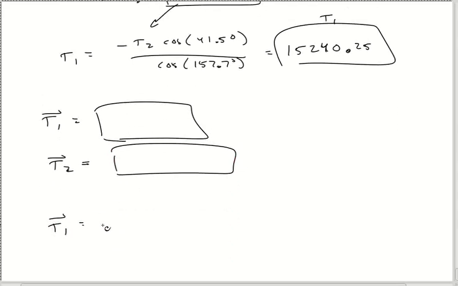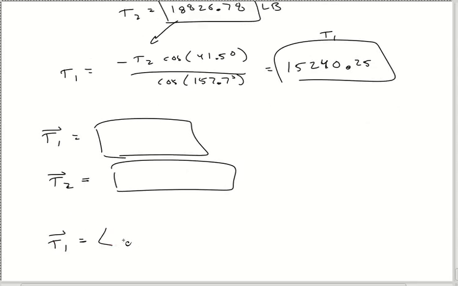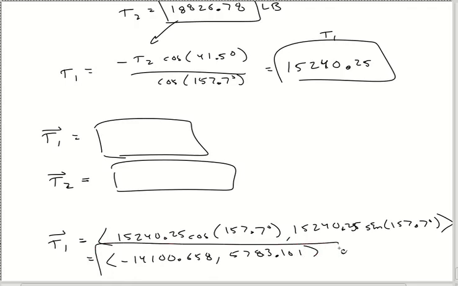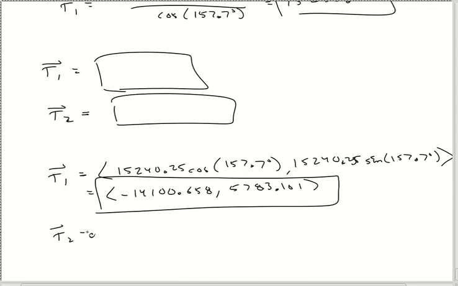Remember that we're just using the sine and the cosine here for x and y. So vector T1 is using the 15,240.25 cosine of the angle associated with T1, which is the 157.7, and 15,240.25 sine of the 157.7. And I put all that in decimal-wise. I got 14,100.658 and 5783.101. There's your answer.